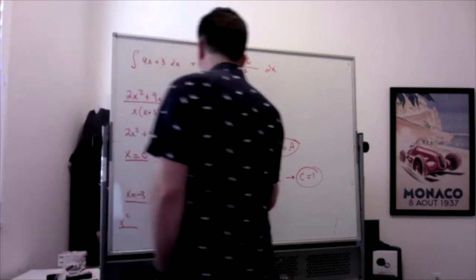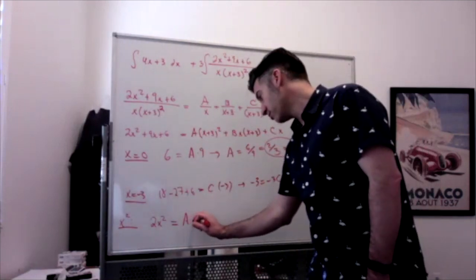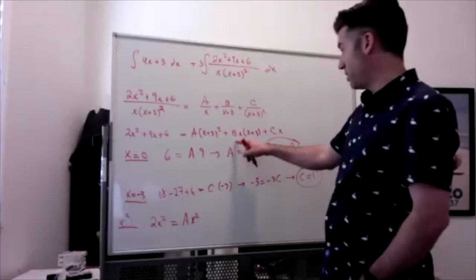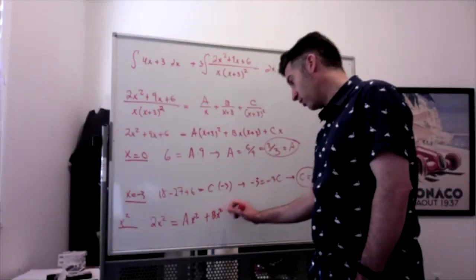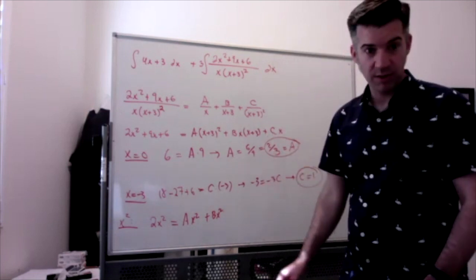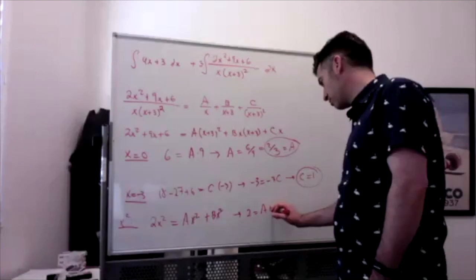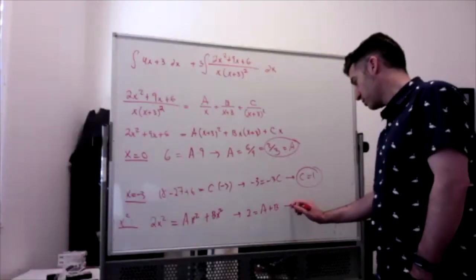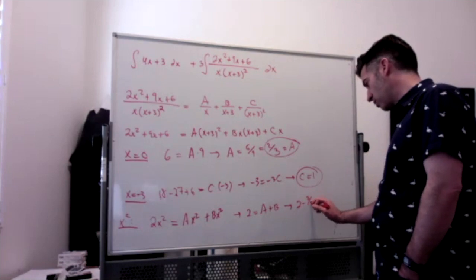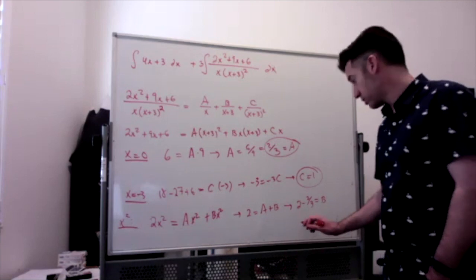If I look at the x squareds on the right, I will have an a times x squared. I will have a b times x, so a b times x squared. I will not have a c times x squared. So that means that 2 has to equal a plus b. But a is equal to 2/3. So that means 2 minus 2/3 has to equal b. 2 minus 2/3 is 4/3.